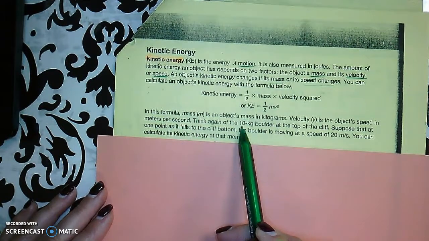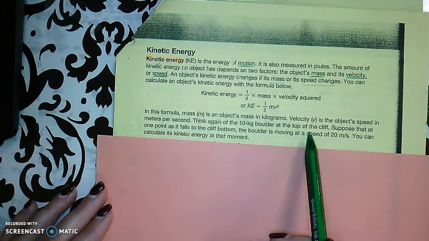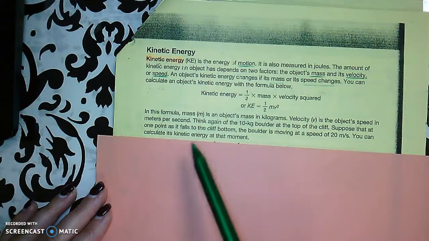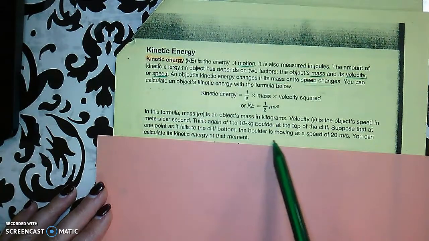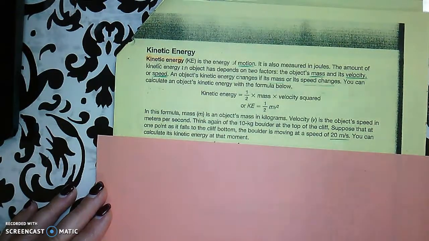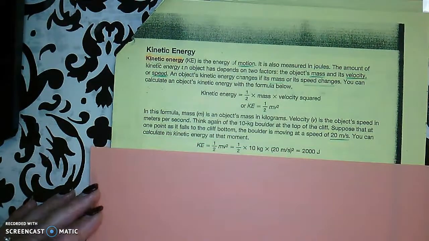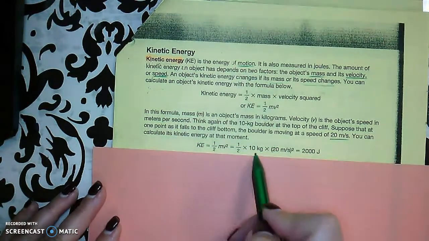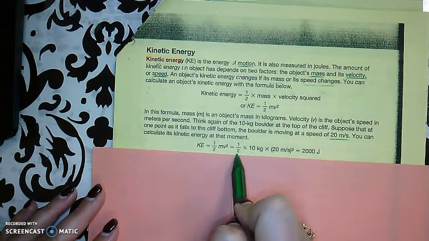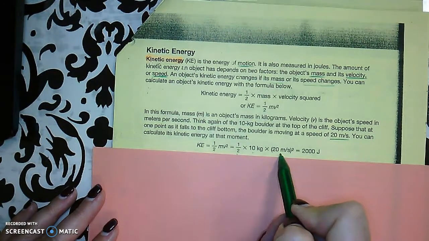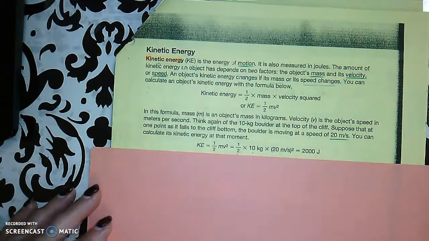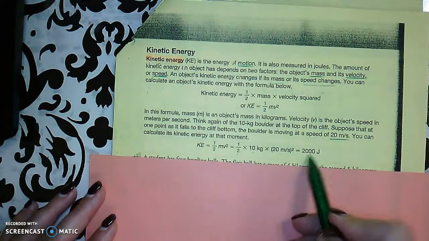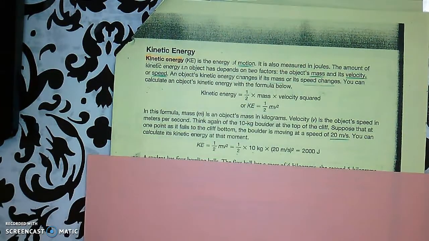Think again of that 10 kilogram boulder at the top of the cliff. Suppose that at one point, as it falls to the cliff bottom, the boulder is moving at a speed of 20 meters per second. You can calculate its kinetic energy at that moment. Okay, so we take its mass, we're going to half it, we take its speed, and we're going to square it. And when we do that, we get 2,000 joules for its kinetic energy.